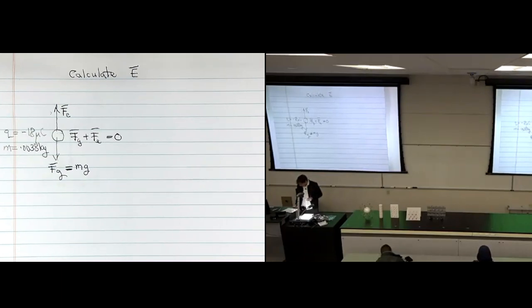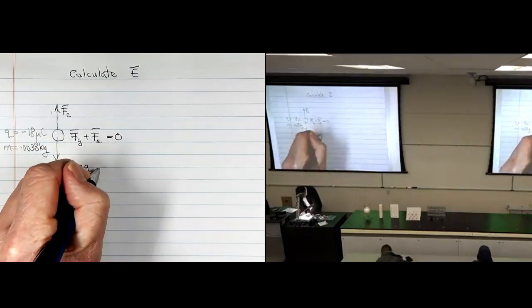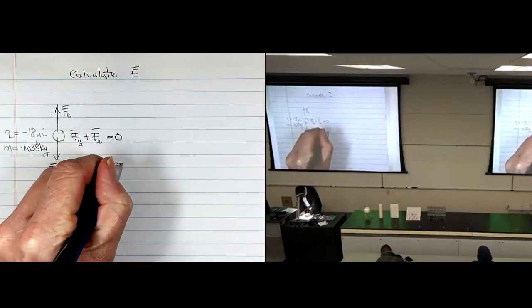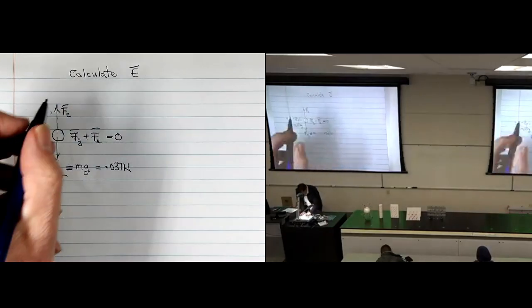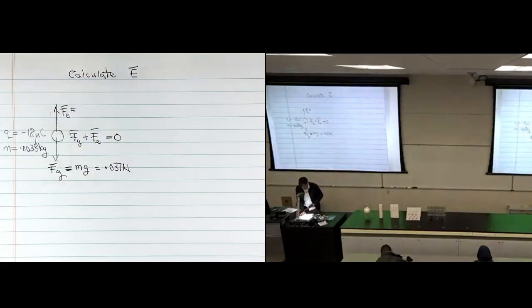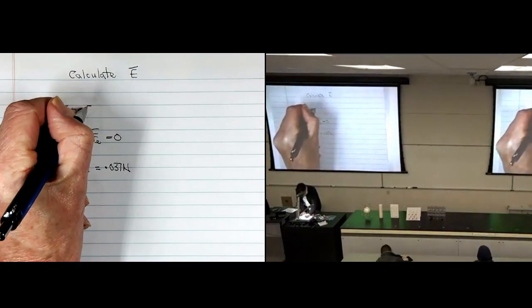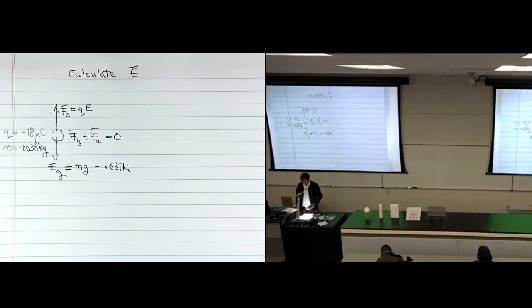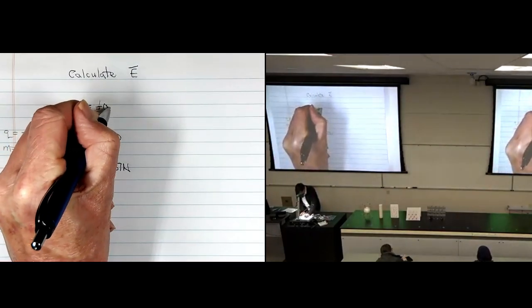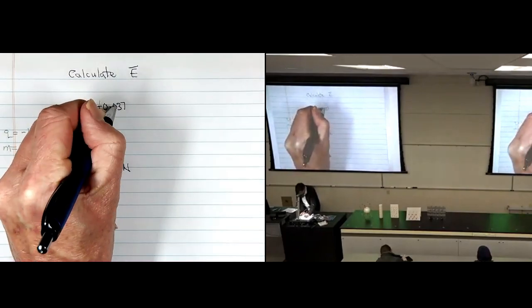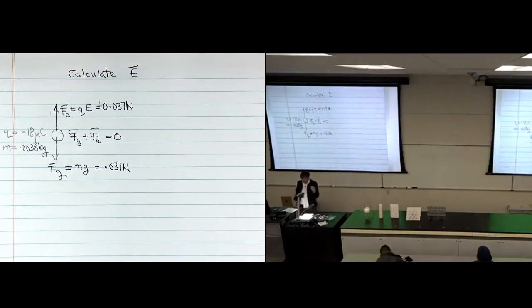And if we do that calculation, I won't write down the two numbers, I got 0.037 newtons. Remember the mass was 0.0038, and remember the acceleration of gravity is almost 10 meters per second squared. So the force as a number is about 10 times bigger. If that's the gravitational force, it must be that this upwards electrical force is equal to this 0.037 newtons also, just based on the balance.